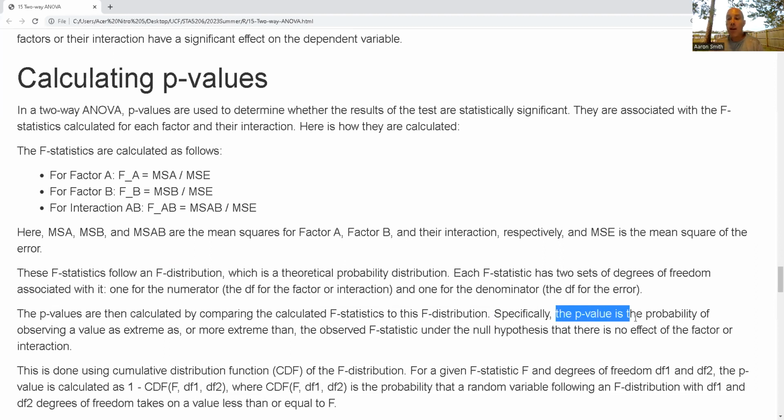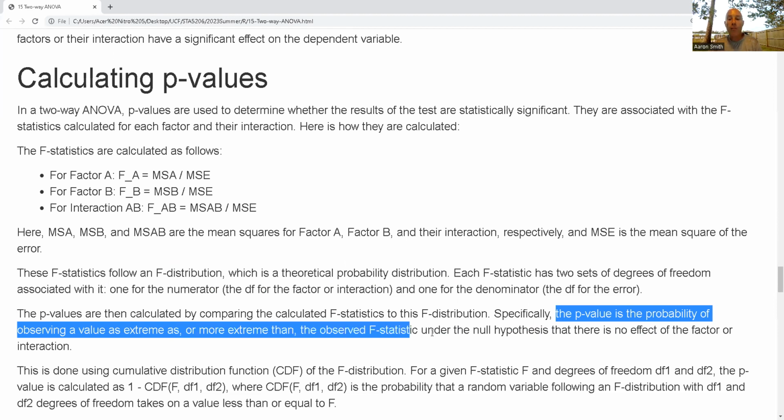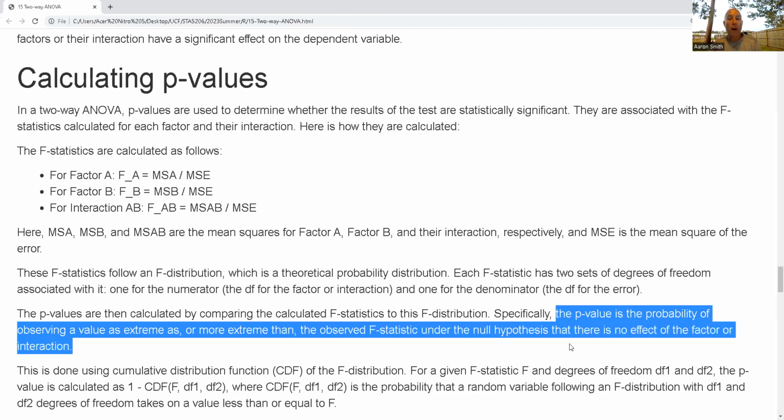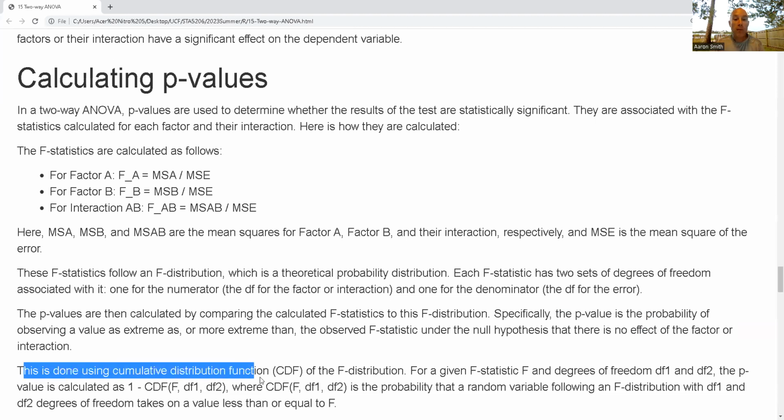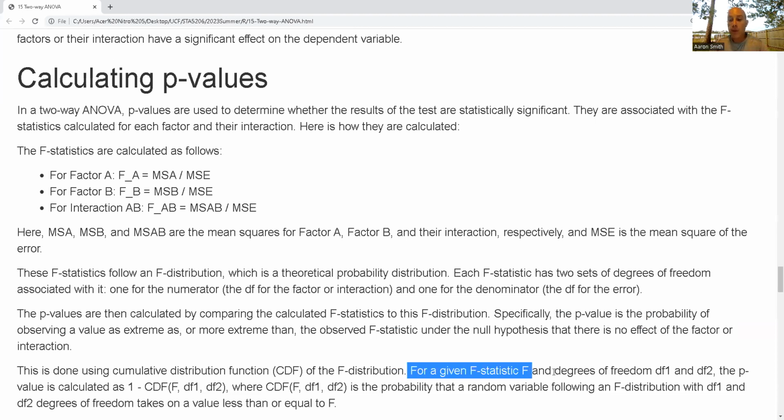Specifically, the p-value is the probability of observing a result as extreme as or more extreme than the observed F statistic under the null hypothesis that there is no effect of the factor or interaction. So I'm looking at observing my F statistic or something more extreme under the null hypothesis. This is done using the cumulative distribution function of the F distribution for a given F statistic and degrees of freedom for the numerator and denominator. The p-value is calculated as 1 minus the cumulative distribution.